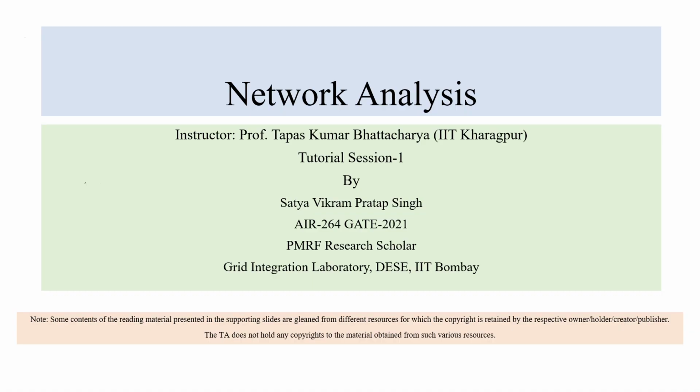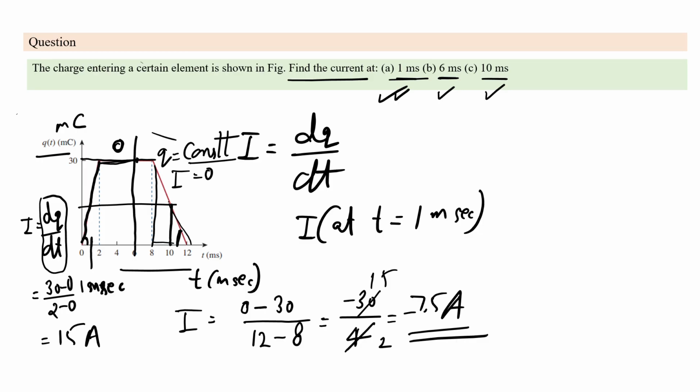So before moving forward, we will go from the basics only, so we will see what kind of questions are related and how you are solving the assignments as well. So this is the first question I am putting forward, related to the charge entering a certain element. We have to find out what is the current at 1 millisecond, 6 millisecond and 10 millisecond. I'm giving a few minutes to solve this question. Just let me know when you have done.